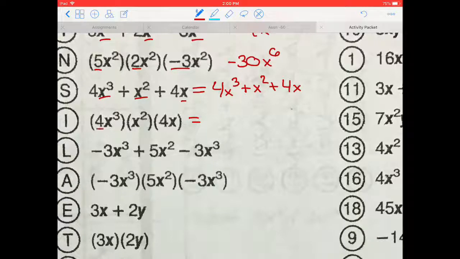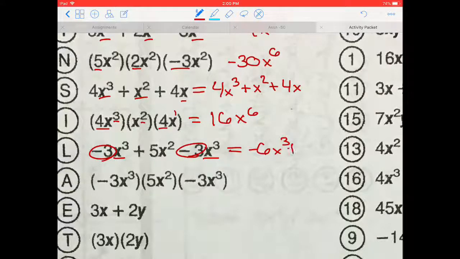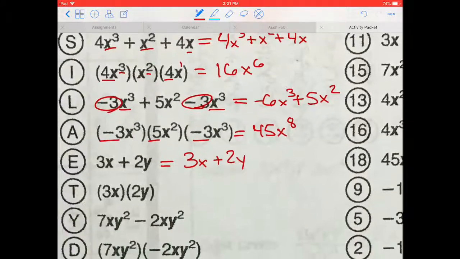Next one, 4 times 4 is 16 for the x's. 3 and 2 is 5, another one is 6. This one, again, adding and subtracting. So they have to have like terms. I can only combine this one and this one. So negative 3 minus 3 is negative 6x cubed plus 5x squared. This one, negative 3 times 5 is negative 15 times negative 3 is 45. And then for x, 3 and 2 is 5, another 3 is 8. Can't do anything here because they're not like terms, can't add them.